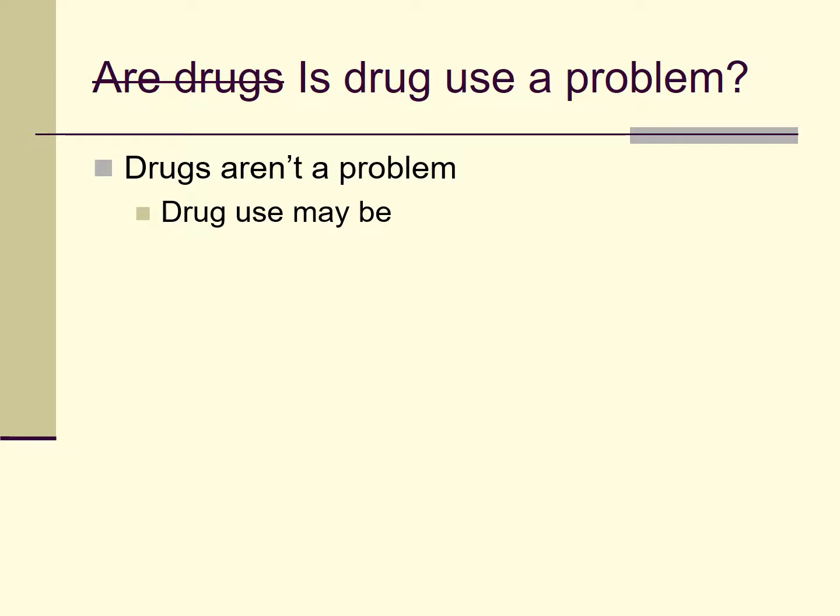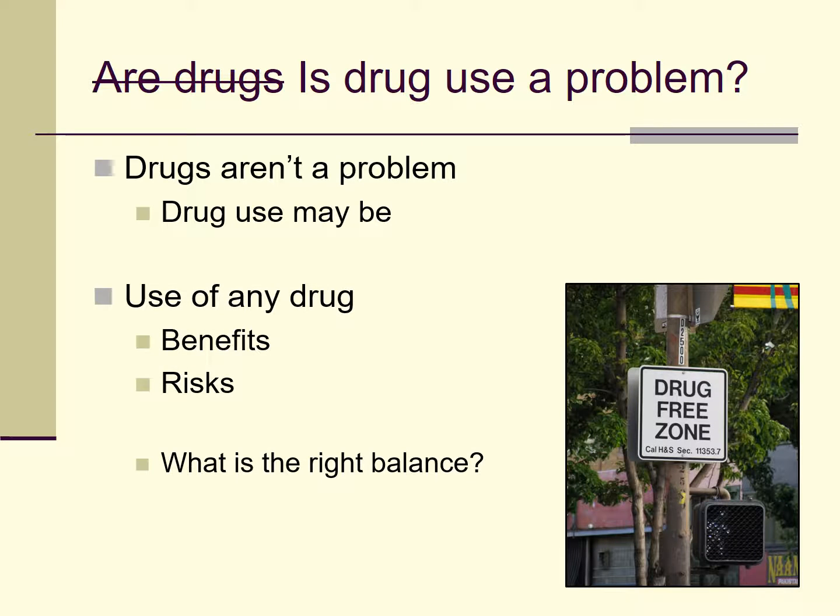Drug use, on the other hand, may be a problem because drug use by people can be associated, as we've discussed a little bit before, with both benefits and risks. And in order to answer the question, are drugs a problem, or maybe more precisely, is drug use a problem, we have to address that balance. What is the right balance between the risks and the rewards or the benefits that are associated with various drugs?